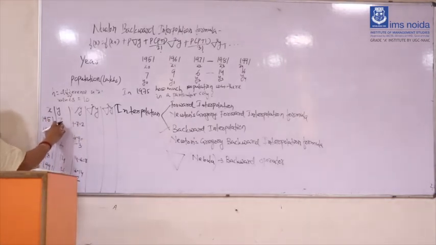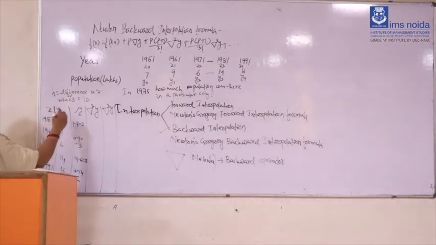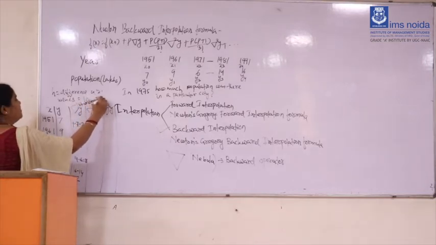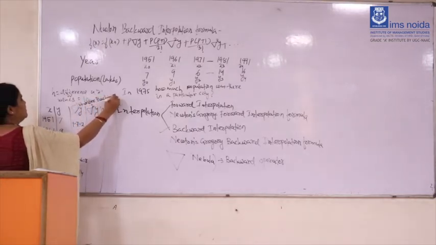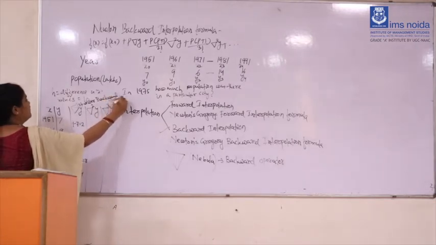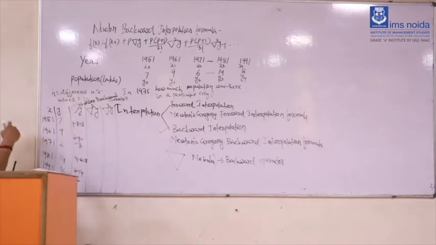That is 9 minus 7 equals 2, 6 minus 9 equals minus 3, 14 minus 6 equals 8, 16 minus 14 equals 2. So this you can write as the first order backward operator. Likewise, the second column will carry the second order backward operator.